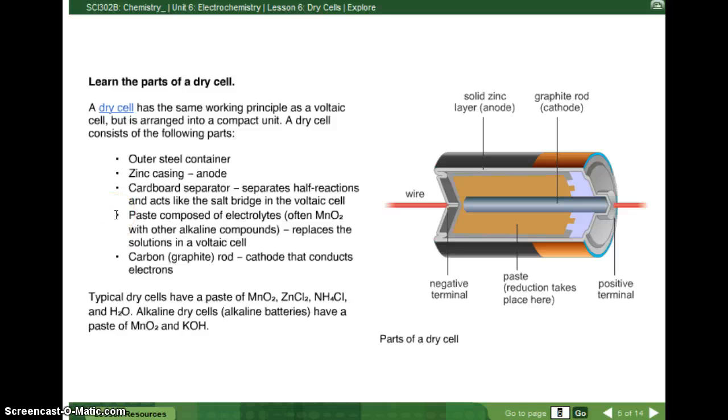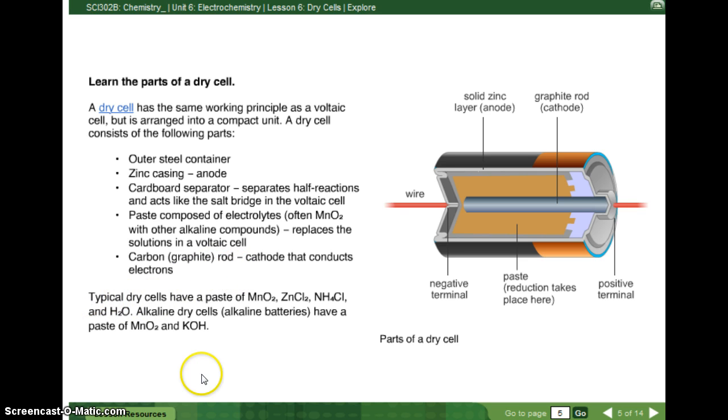There is a paste composed of electrolytes, often manganese dioxide, with other alkaline compounds, and it replaces the solutions in a voltaic cell. So obviously there's not beakers of liquid inside your MP3 player. Instead they have this paste. Then there's carbon, specifically in the form of graphite. So pure carbon can be diamonds. Pure carbon can be the stuff that you use to write with in a pencil that we call pencil lead. It's actually pencil graphite. So in this case, the pure carbon is graphite. And the cathode conducts the electrons.